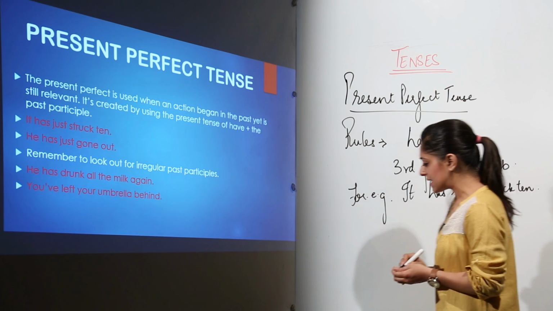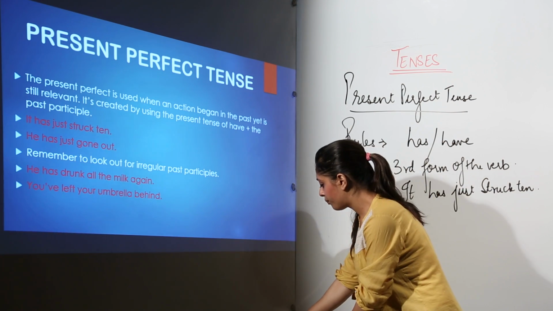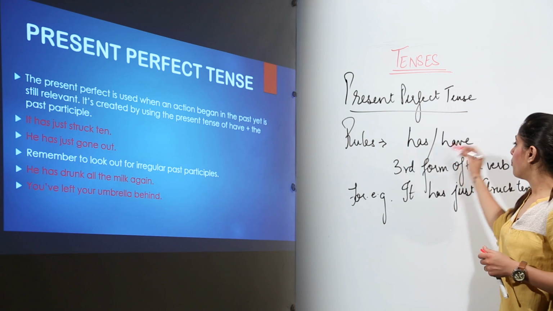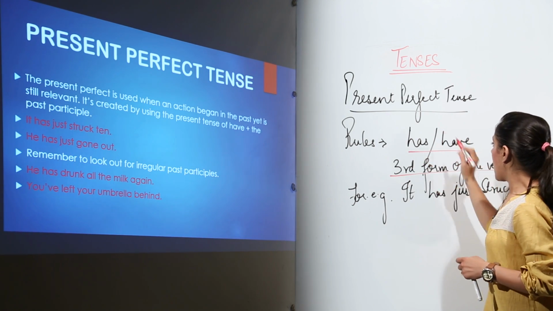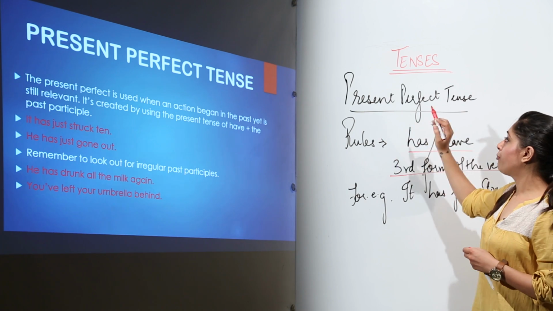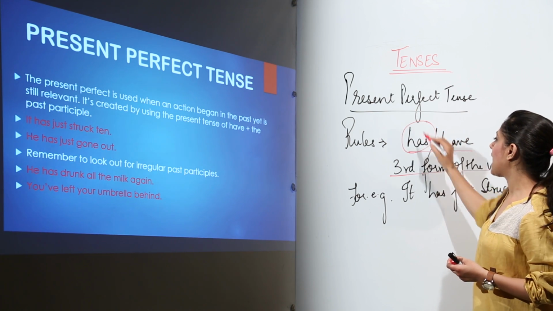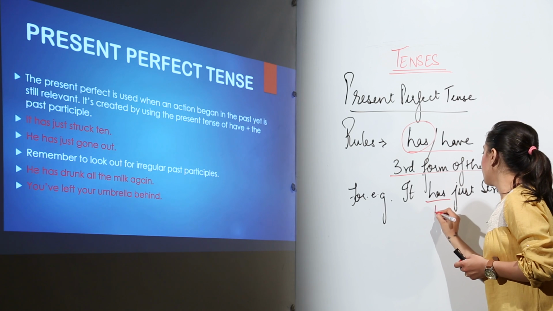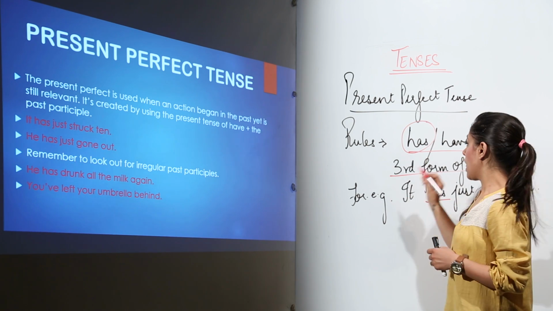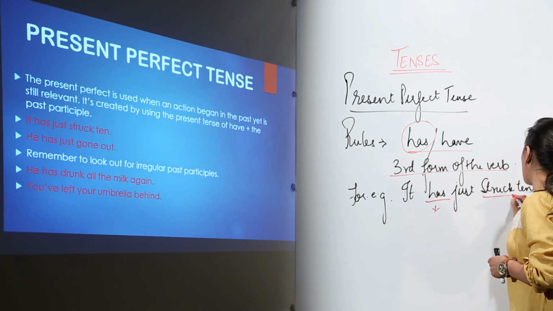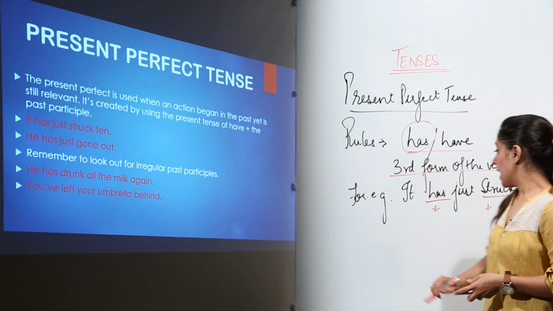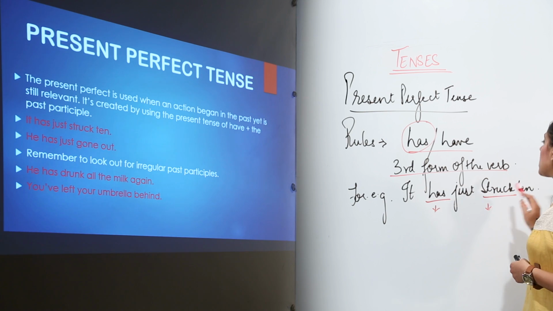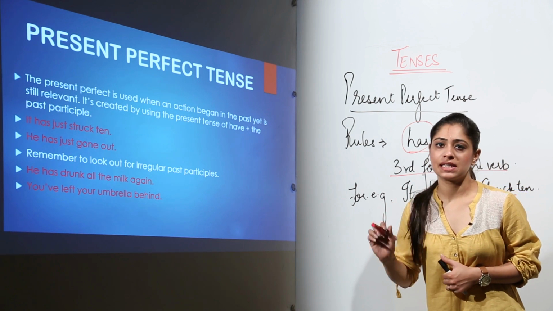Now we need to understand that out of both the rules, both the things should be valid in a sentence. Now let's see. According to the rules, in present perfect tense we need to have either has or have. So we have implied this rule here. Third form of the verb, struck is the third form of strike. So it has just struck 10 is a present perfect tense.